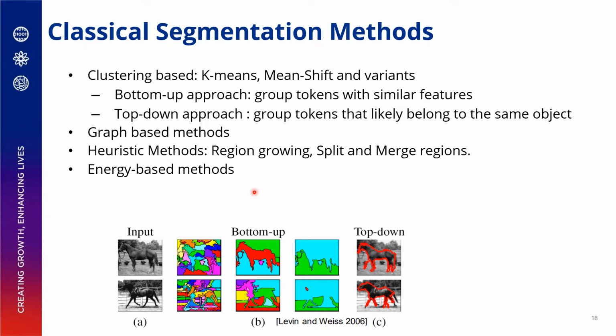And then you have some other methods such as graph-based methods and heuristic methods, which look at splitting and merging the regions, region growing, and energy-based methods. A lot of these methods were computationally very, very expensive. A lot of them ended up doing super pixels as well because you just didn't have enough power to do the segmentation for each pixel. So there was a big gap here in terms of accuracy.